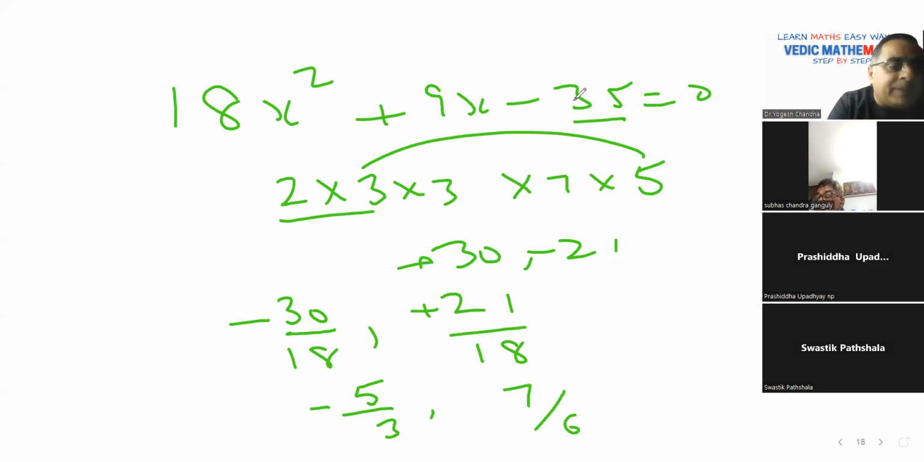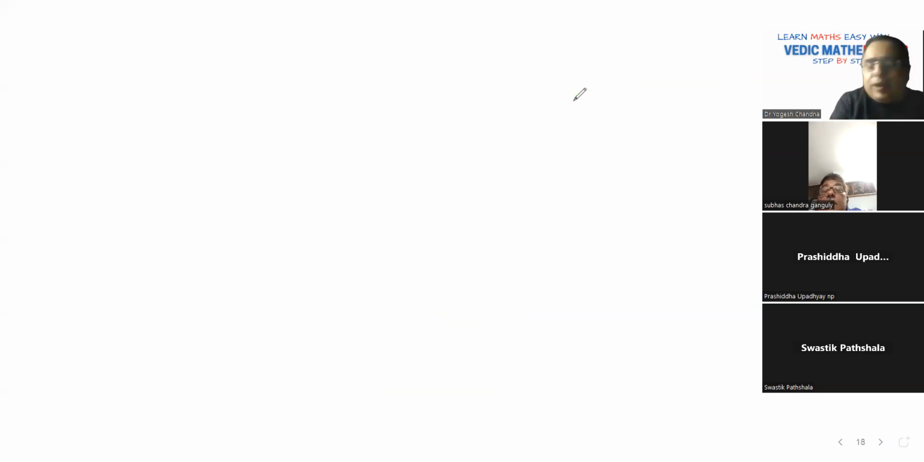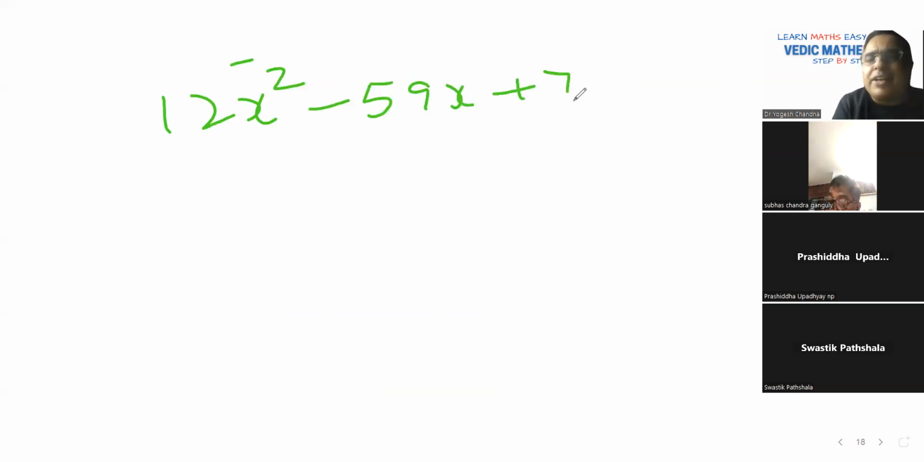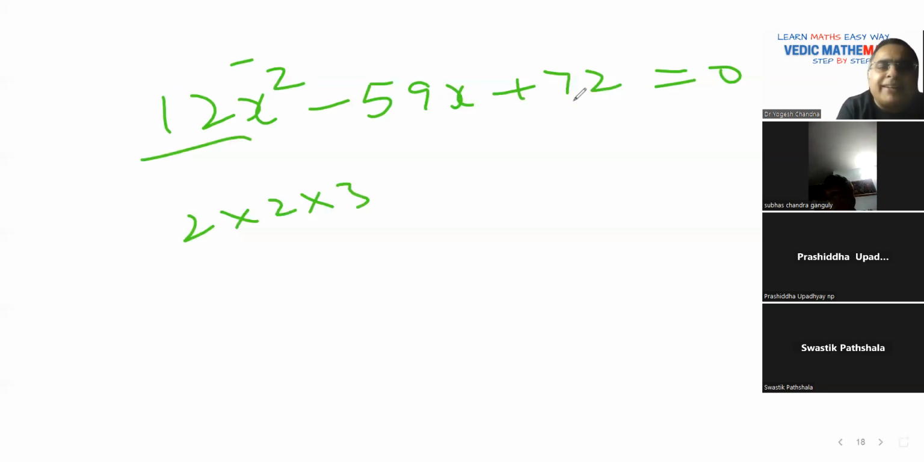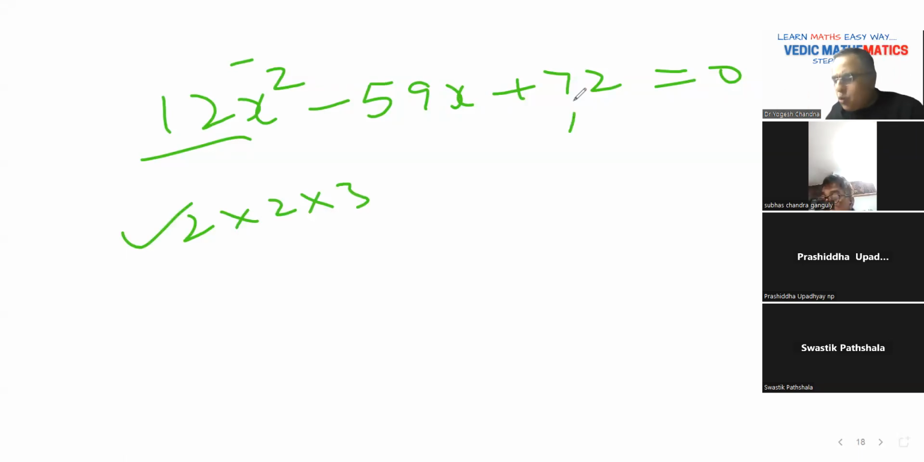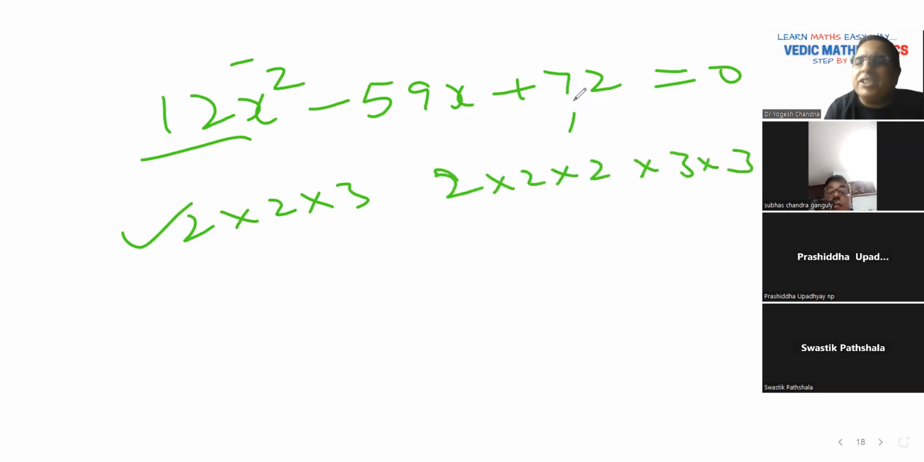Second, 12x square minus 59x plus 72 is equal to 0. Yes, very fast. 2 into 2 into 3, correct? For 12. What is 72? 72 is nothing but 8 into 9. So let's say 2 into 2 into 2 into 3 into 3. Finish. Now we know this.